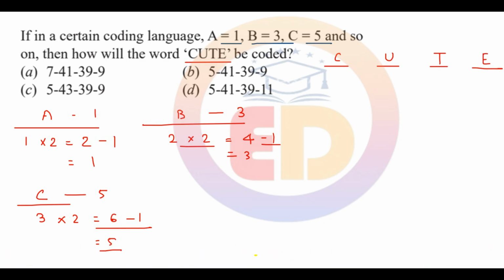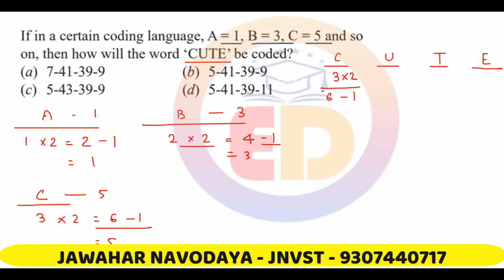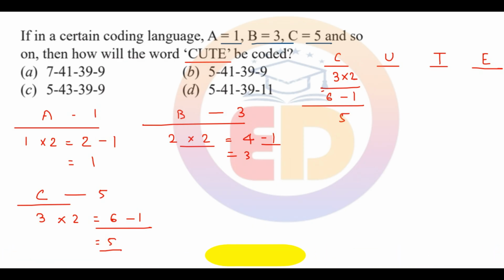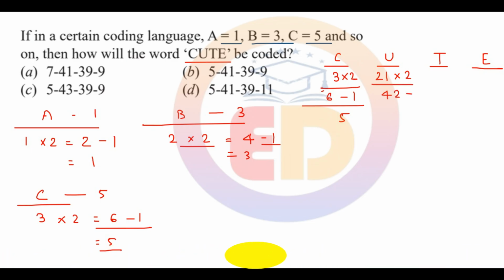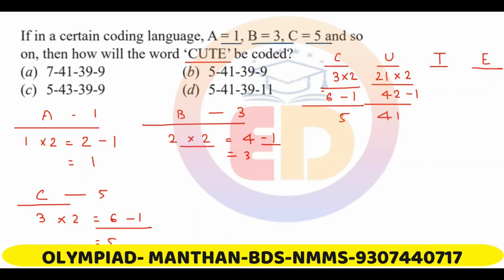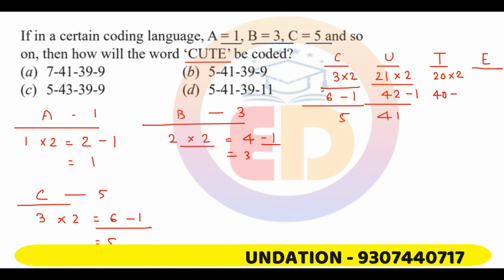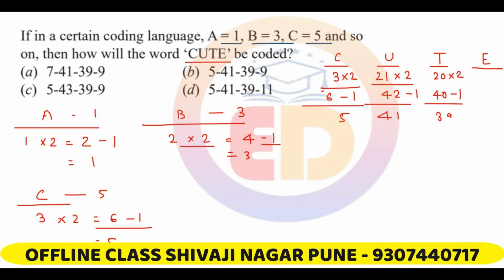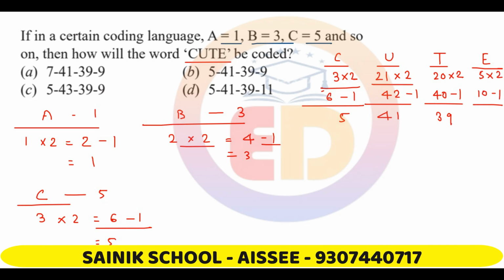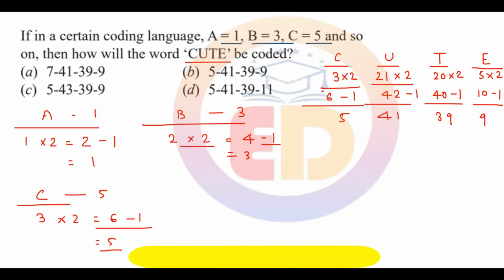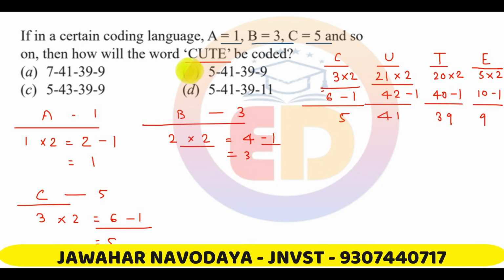So C will become 3 multiplied by 2, 6 minus 1, it will be 5. U is 21 multiplied by 2, 42 minus 1, 41. T is 20 multiplied by 2 is 40 minus 1, 39. E is 5 into 2 is 10 minus 1, 9. Answer is 5, 41, 39 and 9. Answer is option number B.